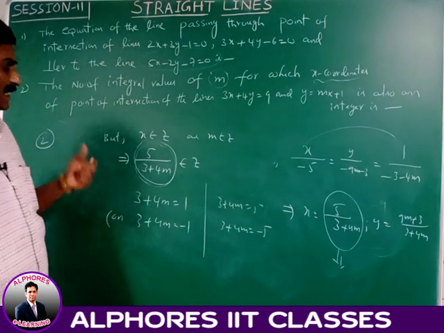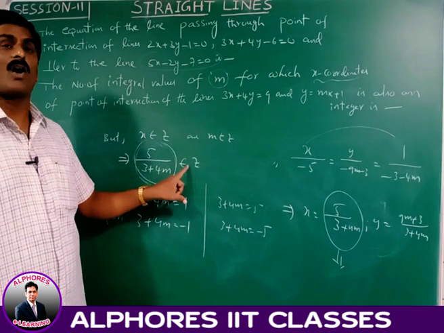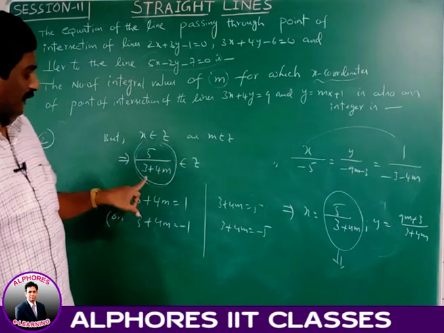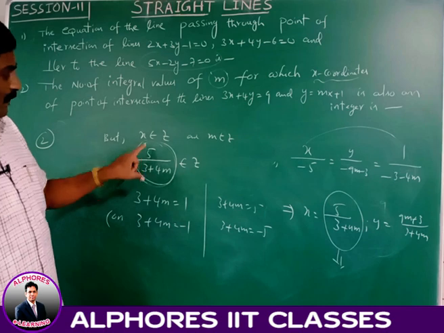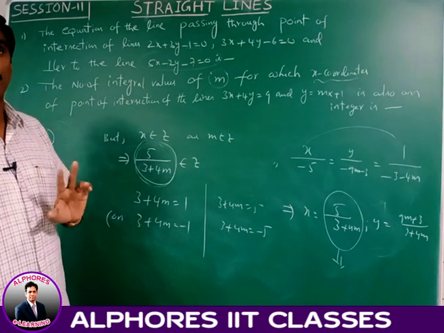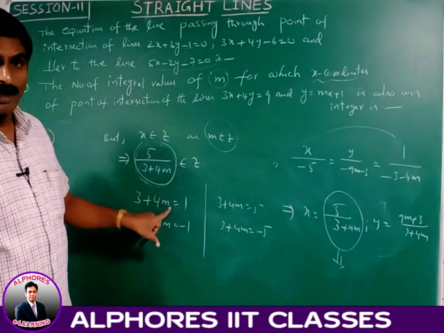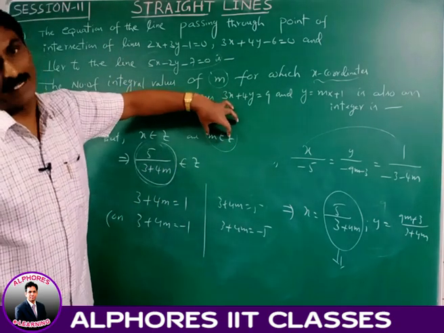Please observe these values. It is plus or minus 1. 5 by plus or minus 1 means plus or minus 5, then automatically the x coordinate is an integer. If it is plus or minus 5, then 5 by 5 means 1, 5 by minus 5 means minus 1, so it is an integer. There are four possibilities. At the same time, m is also an integer. Find the value of m and take the one which is an integer.